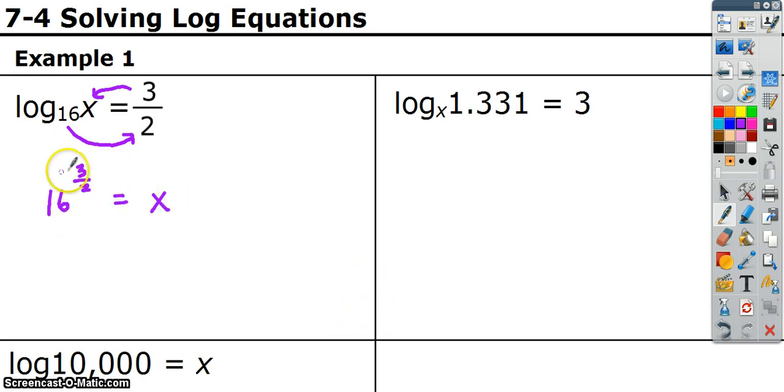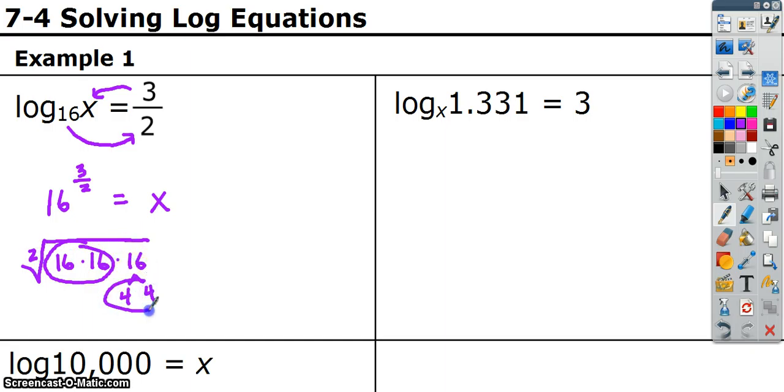You can either type this in the calculator, but if we don't have a calculator handy, remember the rational exponent: the bottom is the index of the root, and the numerator is an exponent. So this is 16 times 16 times 16. Circling groups of 2 because it's a square root, and break that down to 4 times 4. So our answer to this one is 16 times 4. X equals 64.